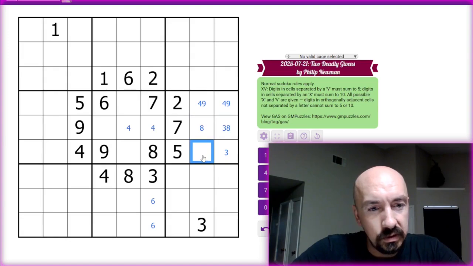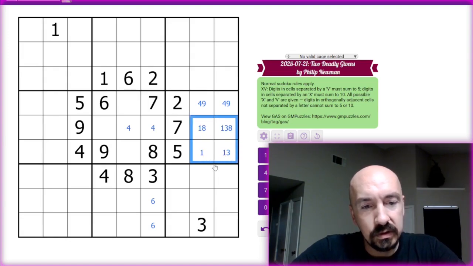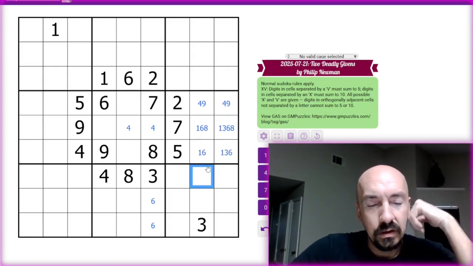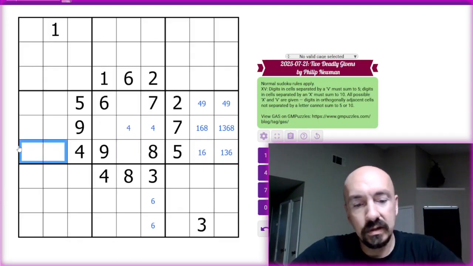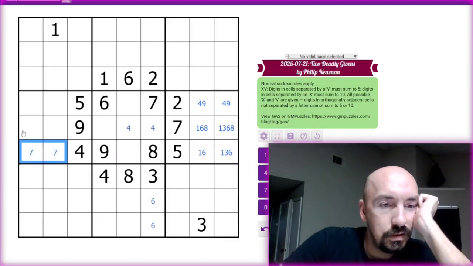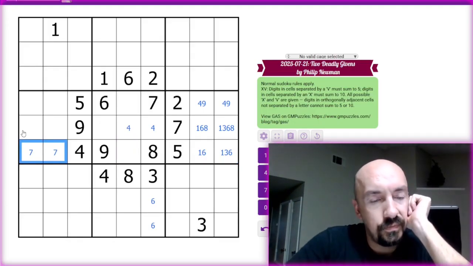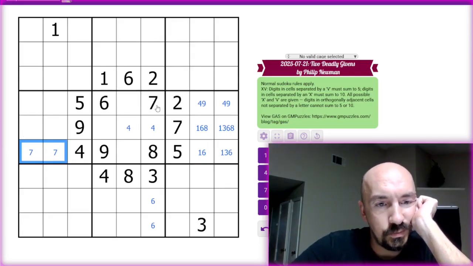And then what else do we need? 1 and 6. I'm just going to pencil mark them in. Okay, so then this is 1, 3. So we know 7s will be here. Let's just finish up this box. So we know 3 cannot go there. So 3 would be in one of these two. So 2's here.